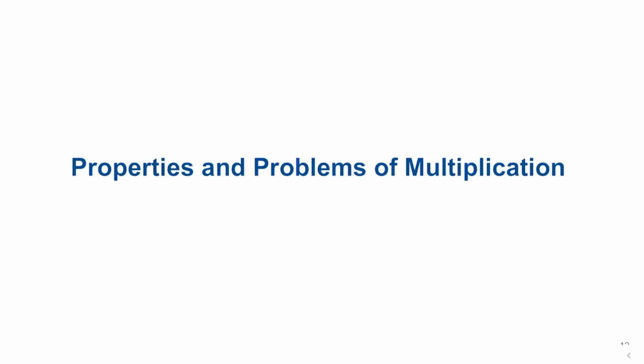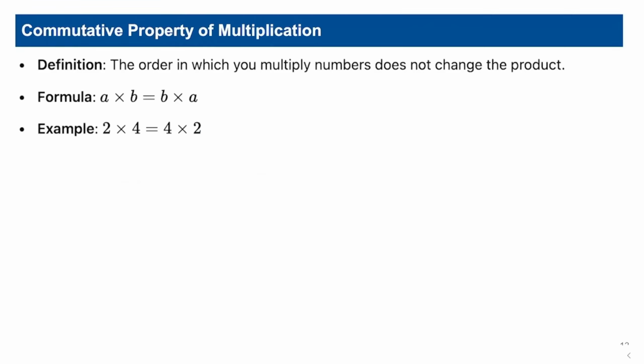Now let's see properties and problems of multiplication. Multiplication is also commutative. If we multiply a number A by a number B, it is the same as multiplying B by A. How do we see this?